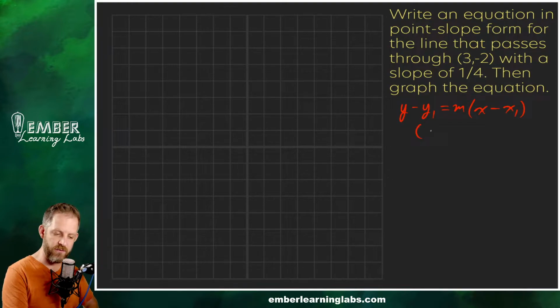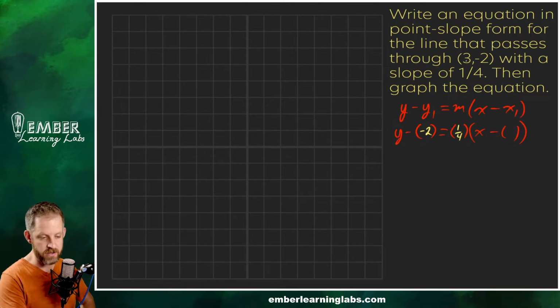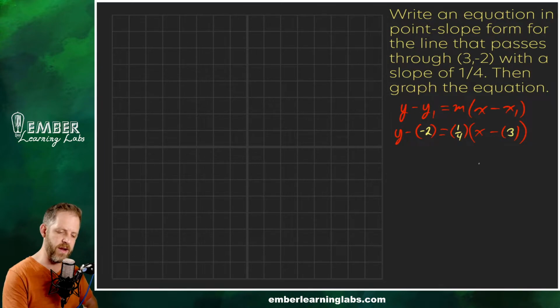So we're going to substitute something in for y1, something in for m, and something in for x1. I'm just going to slot everything else into place here. There we go. So what are we going to slot in for y1? Well, we're going to plug in the y part of the point. So minus 2. What are we going to plug in for m? We're going to plug in the slope, of course, because m is the slope. So we're going to put 1/4. And then what are we going to plug in for x1? Well, we're going to plug in the x part of the point. So we're going to put a 3 right there.